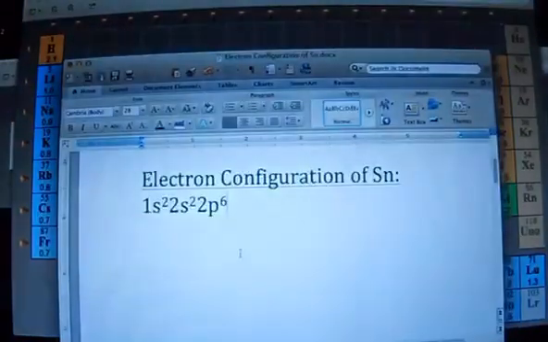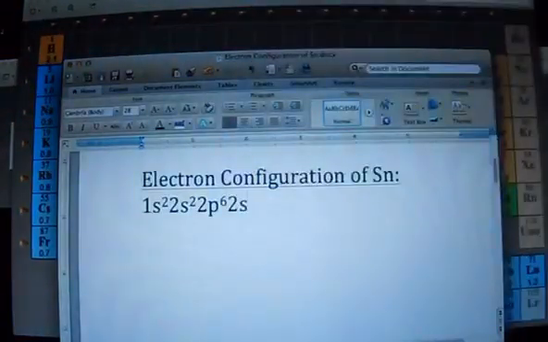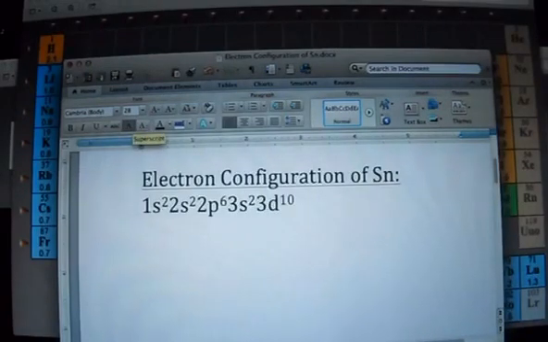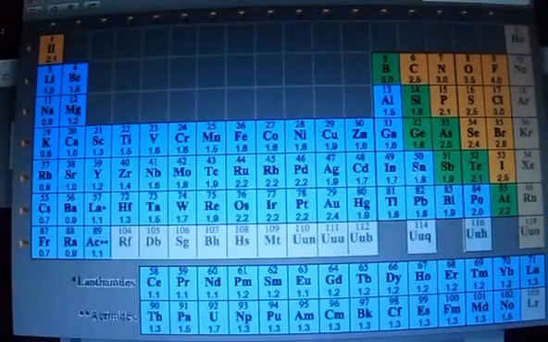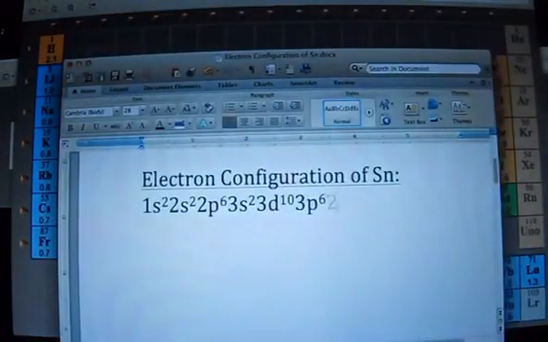So it's going to be 3s2, 3d10, and 3p6. Now, tin's in the 5th row, so it's up to the 4th row before that. 4s2, 4d10, 4p6.